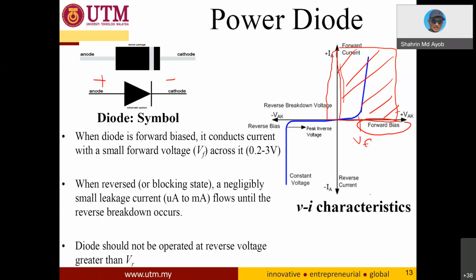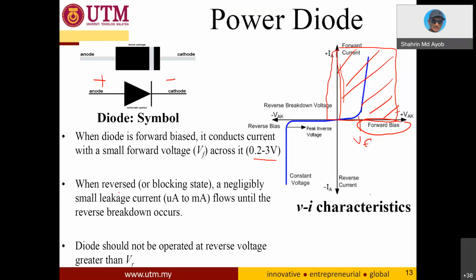It depends on the material used to construct this diode. So this is within 0.2 volt to 3 volt. This is the voltage drop when the diode is turned on. As mentioned before, we cannot control the diode. It depends on the circuit. When the anode is positive compared to cathode, then it will turn on.